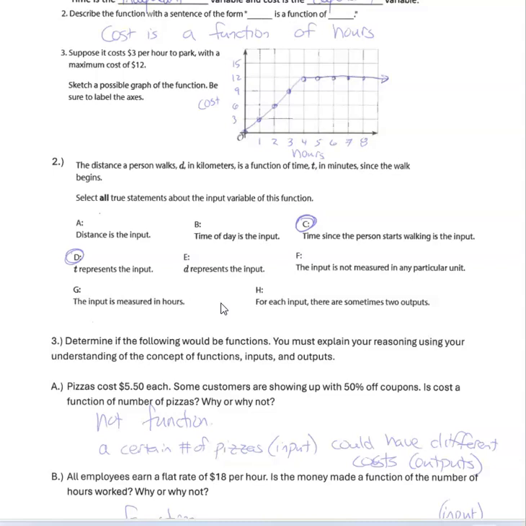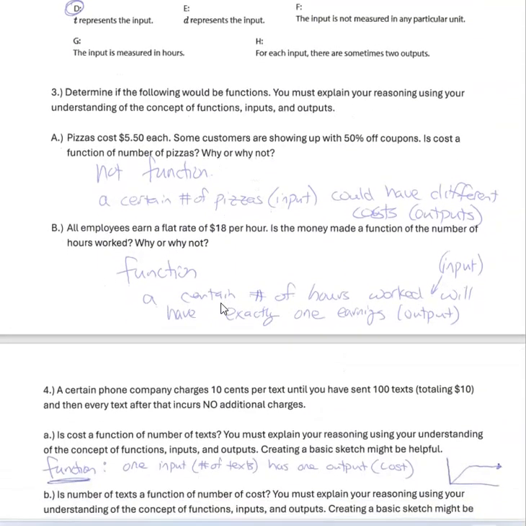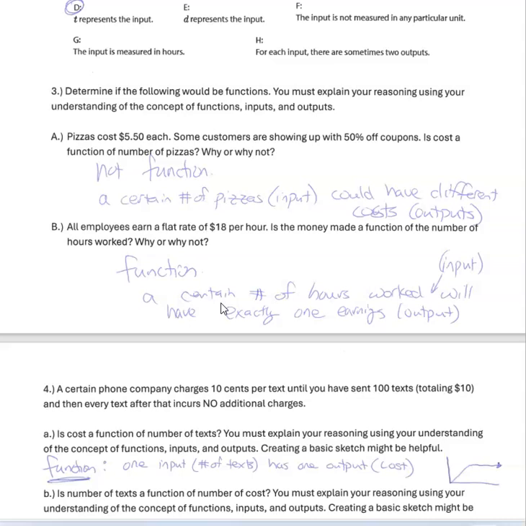Now the next one is trying to figure out if something is going to be a function or not. So you're supposed to be asking yourself, does one input, the independent variable, spit out a single dependent output, or does it spit out more than one possible output? So it says pizzas cost $5.50 each. Some customers have a 50% off coupon. Is the cost a function of the number of pizzas? So that is saying for a single number of pizzas, is there only one possible cost?